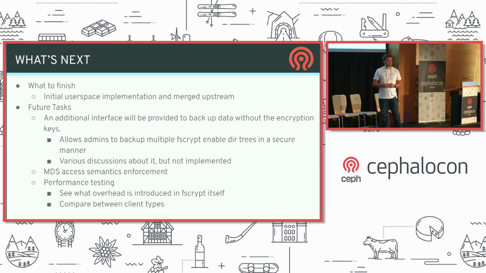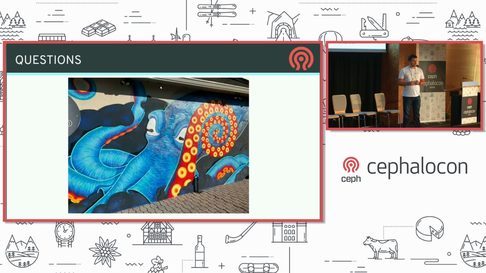We need to finish up that PR I linked earlier to enforce semantic enforcement, and then eventually get to performance testing to see what overhead is introduced in fscrypt itself, and then also compare between the 2 different client types to see if there's any improvements we can do with that implementation or that one. And then from here, open up to questions.